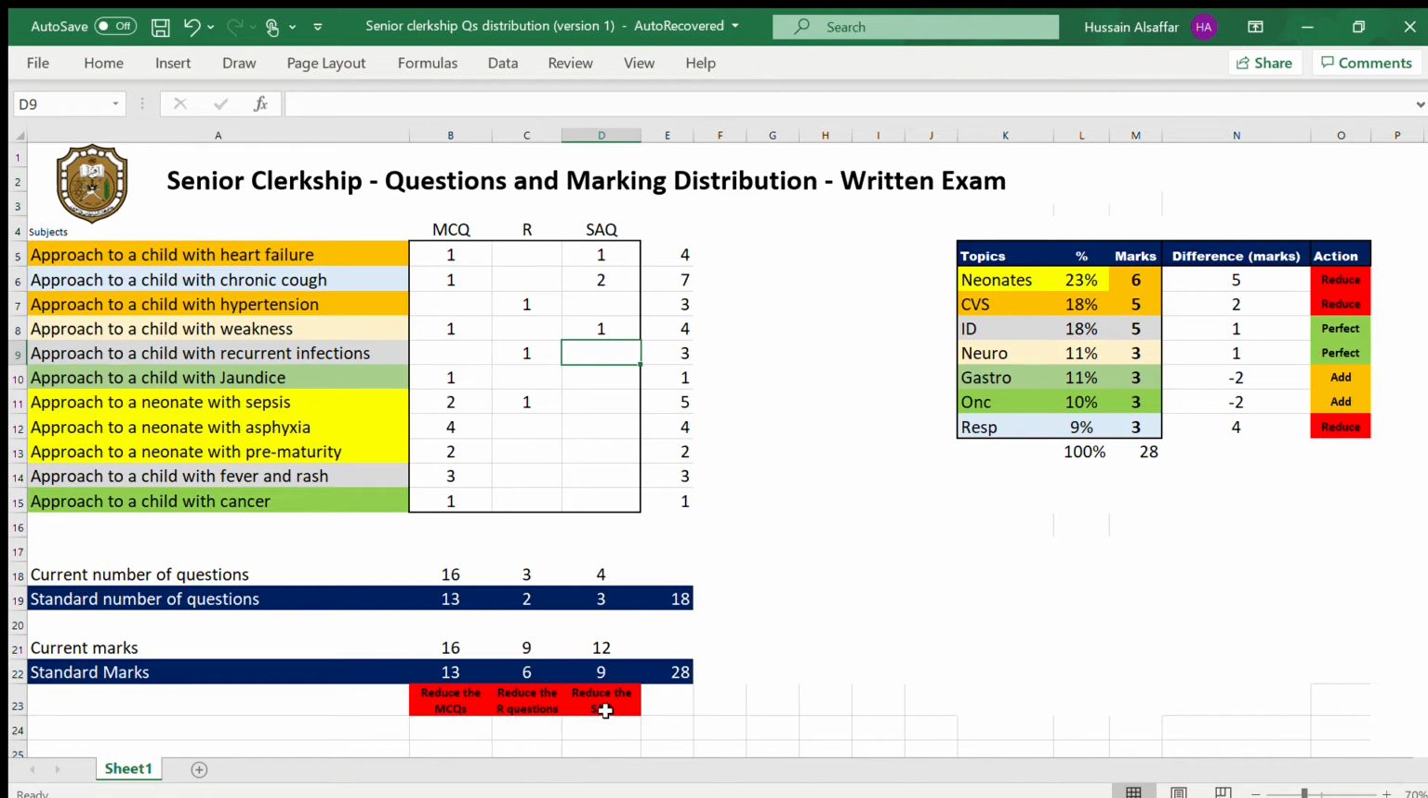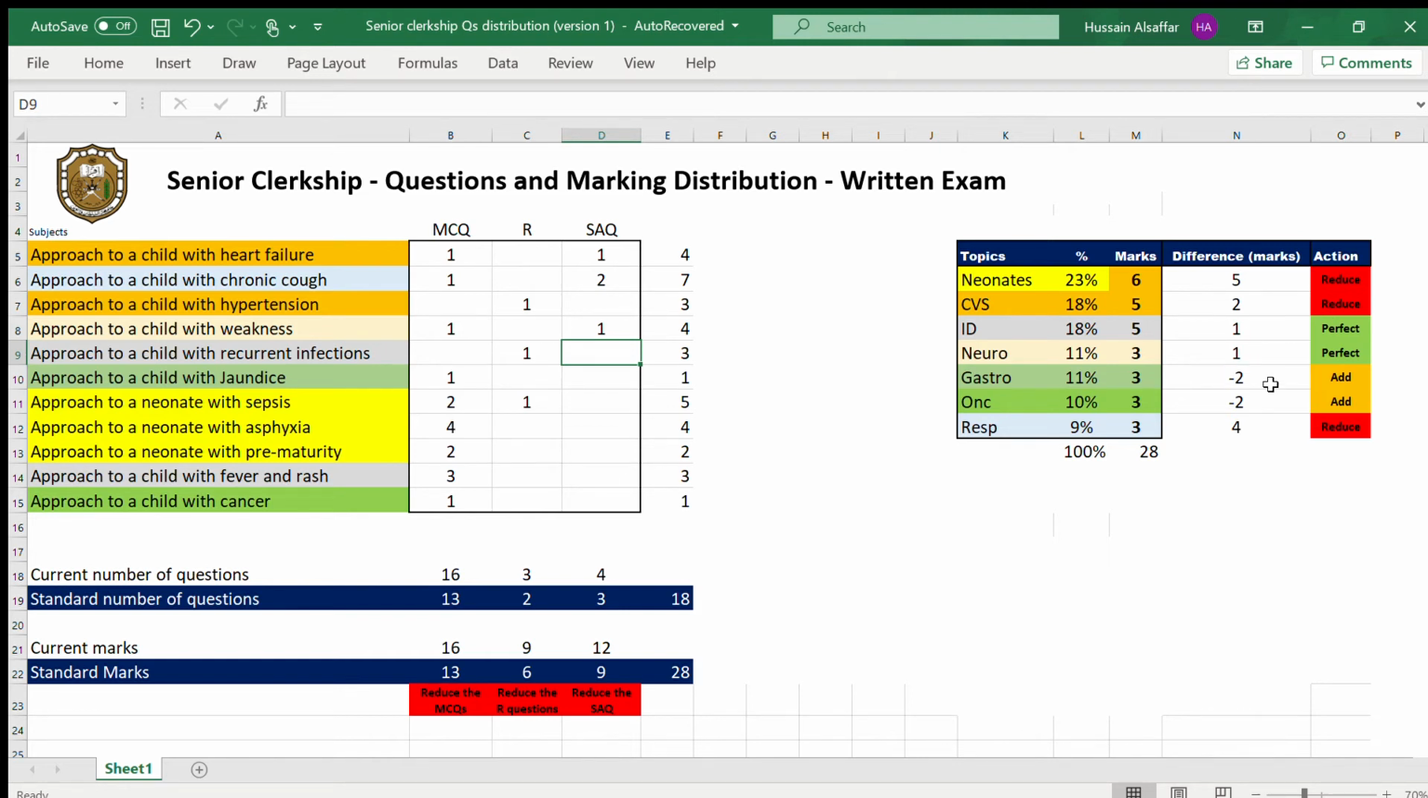Similarly here for the SAQs. If I want to look into the subjects on the right hand side, it says we've been given too many questions of neonates. We require only questions equal to 6 marks, and we have a difference of 5 marks extra, so we need to reduce. Then for cardiovascular, we have given extra questions that are giving you 2 extra marks, we need to reduce. But we are doing perfect for the ID and neurology.